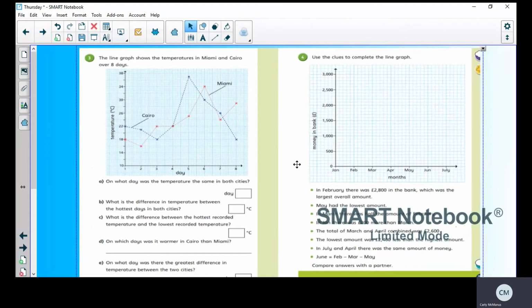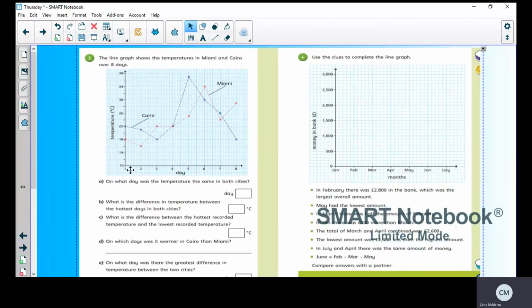So this line graph has got a couple of things going on. The line graph shows the temperature in Miami and Cairo over 8 days. The blue line is Cairo's temperature, and the red line is Miami's temperature over 8 days. So you've got the amount of days here and the temperature.